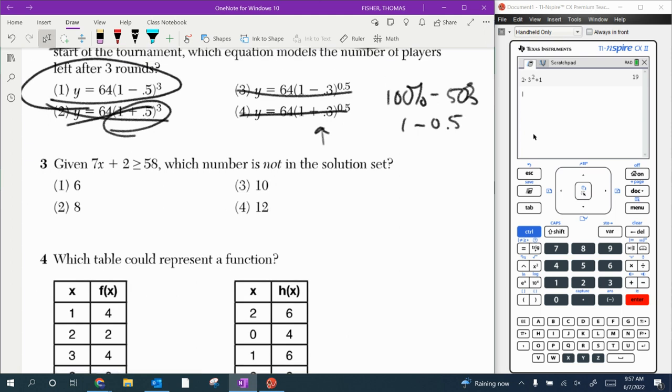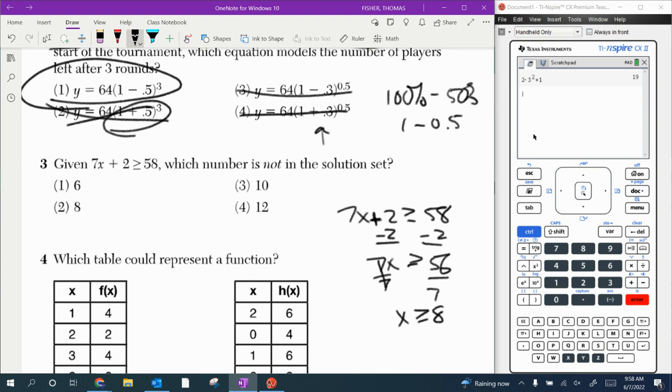So there's our answer, choice 1. So for this one, I'm just going to solve this. It's like a two-step equation, just a two-step inequality. So I'm going to not touch the x first. I'm going to get rid of the 2 by subtracting, and then divide by 7. Nice little two-step. x is greater than or equal to 8. So greater than 8, greater than 8, greater than 8, or equal to 8, obviously, equal to 8. 6 is not in there.